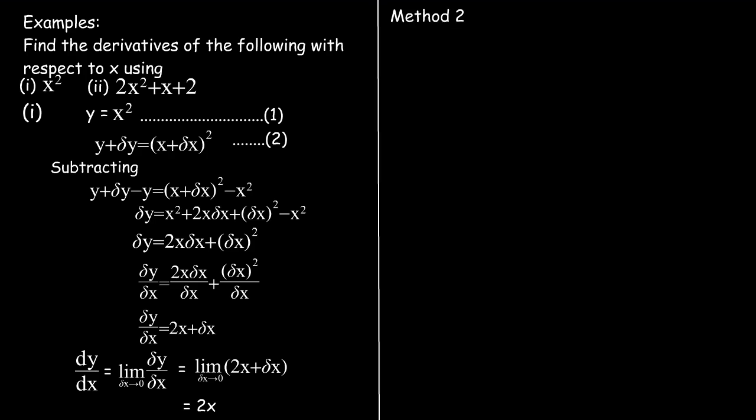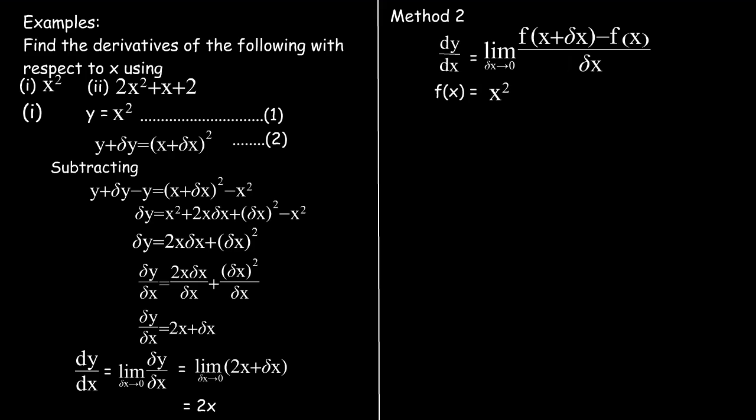The other method we can use to approach this is to input our function in the formula directly, and we know by deduction that dy over ds is equal to the limiting value of f of (s plus delta s) minus f of s, divided by delta s. Now let f of s be equal to s squared. f of (s plus delta s) will be equal to (s plus delta s) in brackets squared.